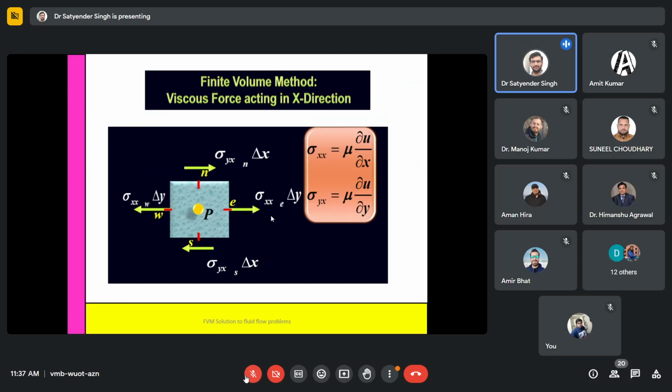As I told you, momentum transport in a fluid flow problem happens in a combination of two modes. One is diffusion, another is advection. In advection, we only consider the bulk or macroscopic motion of the fluid, and I already told you how to discretize that term. Now there is the diffusion term, where microscopic momentum transport or energy transfer takes place.